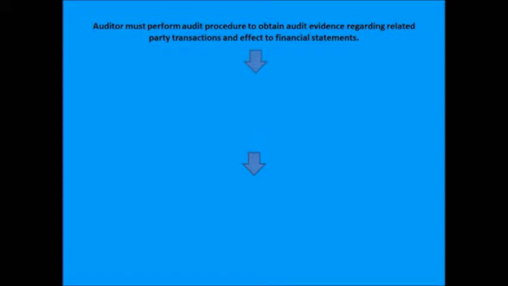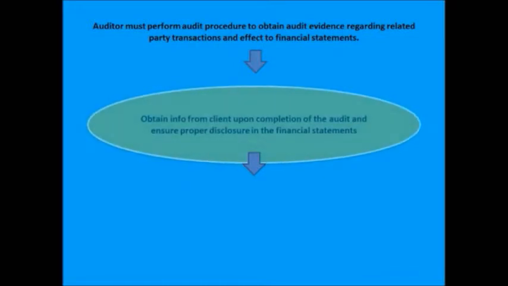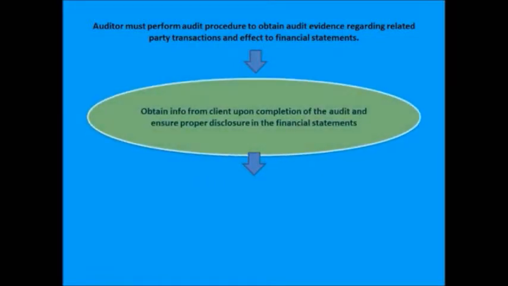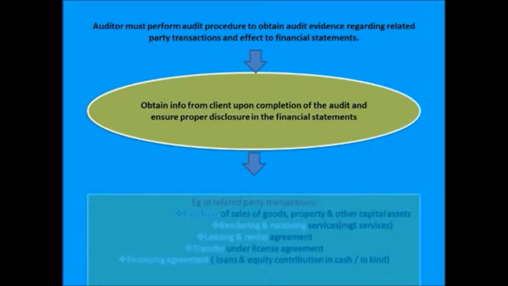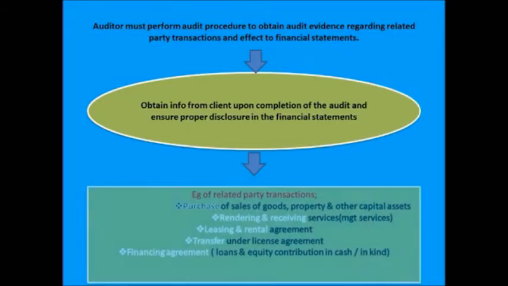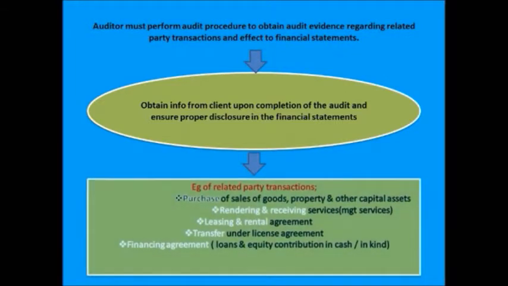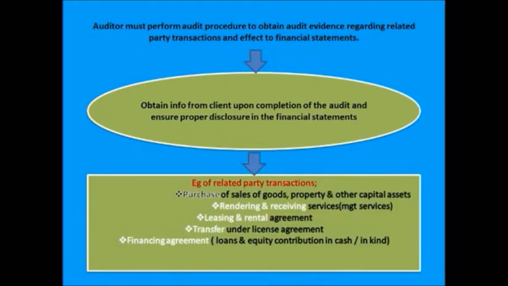Examples of related party transactions are the purchase or sale of goods, property and other capital assets; rendering and receiving services; leasing and rental agreements; transfers under license agreements; and financing agreements, which refer to loans and equity contributions in cash or in kind. The auditor needs to obtain a written representation letter from management concerning these.